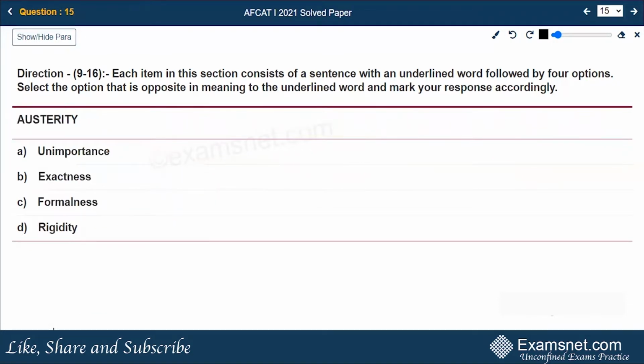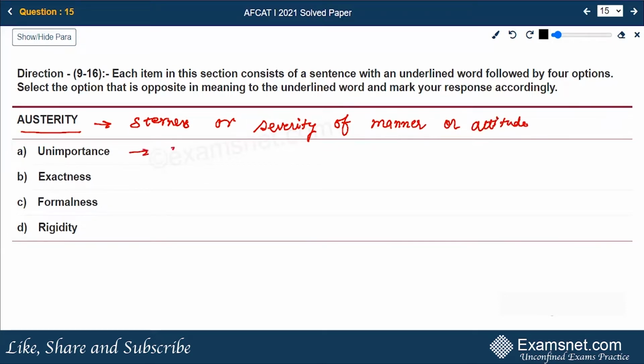Next, question number 15. Austerity. The given options are unimportance, exactness, formalness, rigidity. Let's discuss the meanings one by one. Austerity means sternness or severity of manner or attitude. Unimportance, it is a state of lacking in the importance.